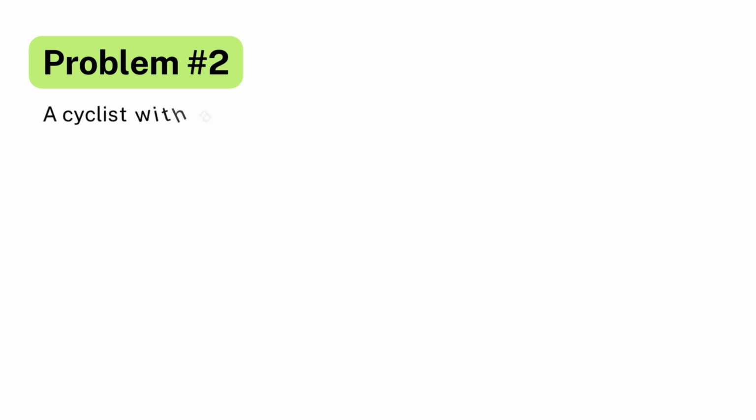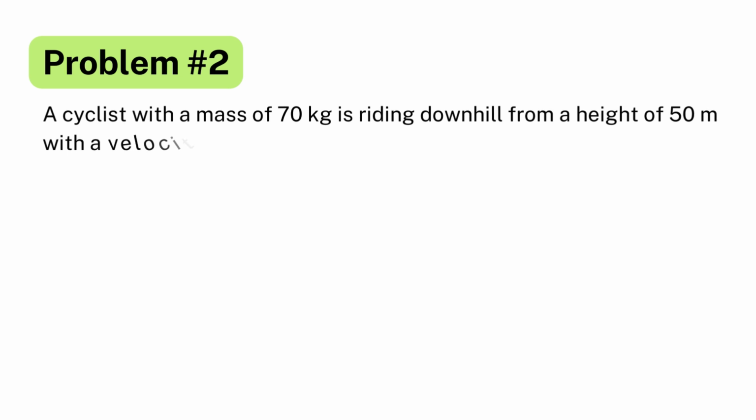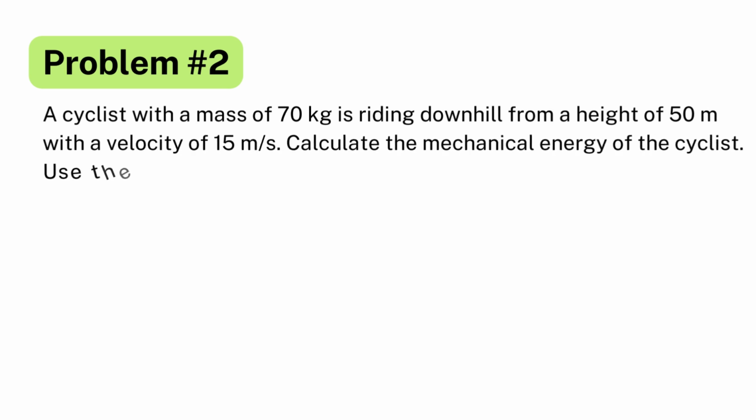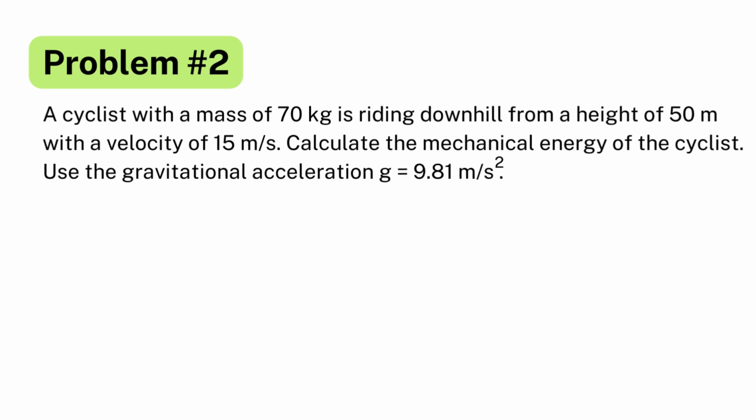A cyclist with a mass of 70 kilograms is riding downhill from a height of 50 meter with a velocity of 15 meter per second. Calculate the mechanical energy of the cyclist. Use the gravitational acceleration g as 9.81 meter per second square. Write down the given data, plug in the values into the formula, and calculate the mechanical energy as needed.